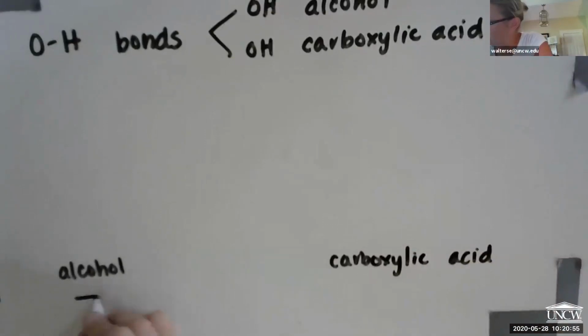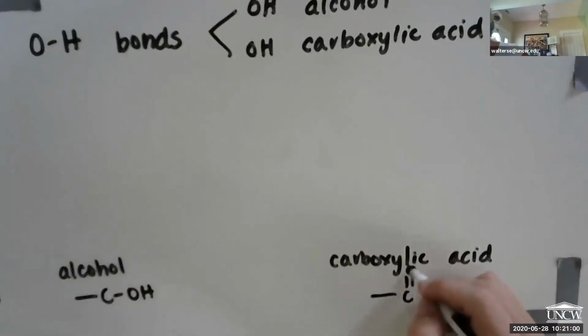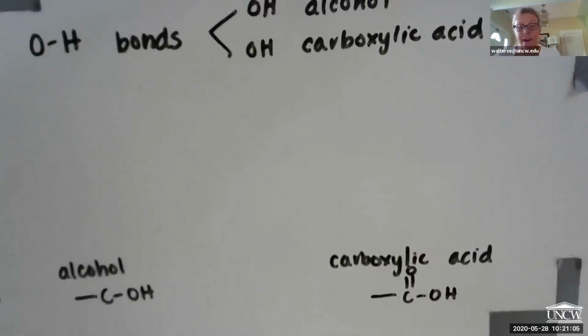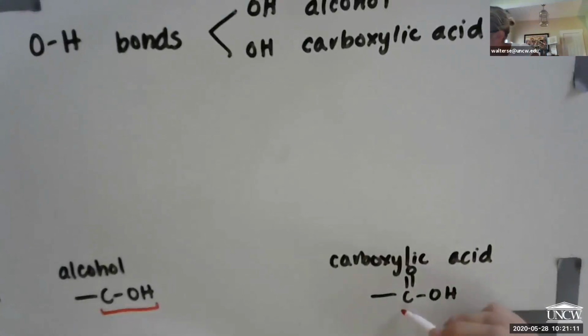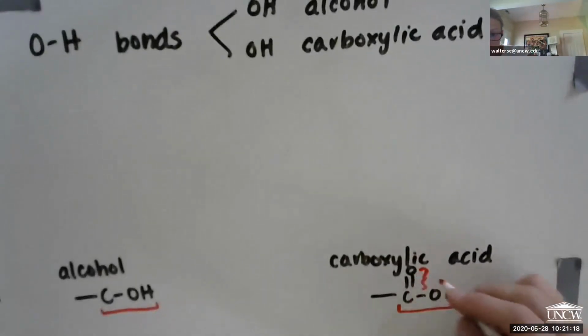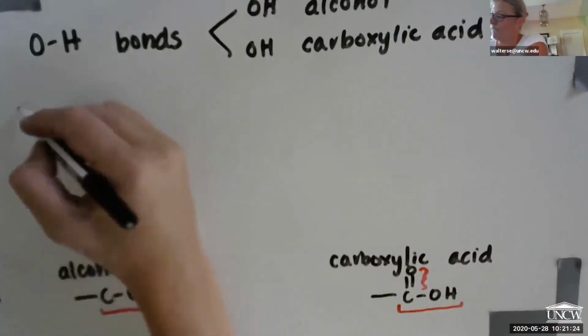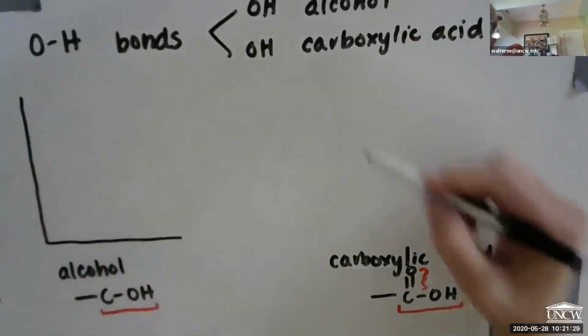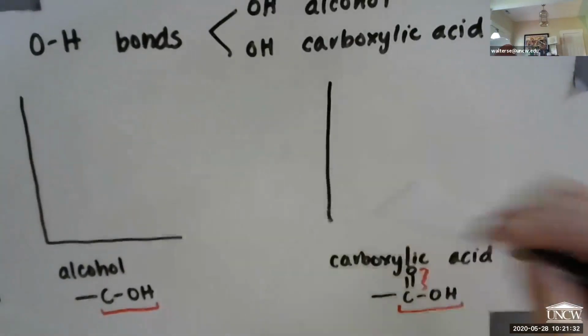And so alcohols would look like this. Carboxylic acids look like this. Right off the bat, you should see that this is a different COH than this one because you have the presence of that double bond. The carbon to oxygen double bond is very easy to see in the IR. And I'll show that to you in just a minute as well. So you have your alcohol and your carboxylic acid.